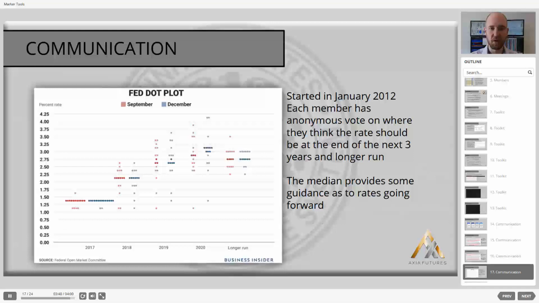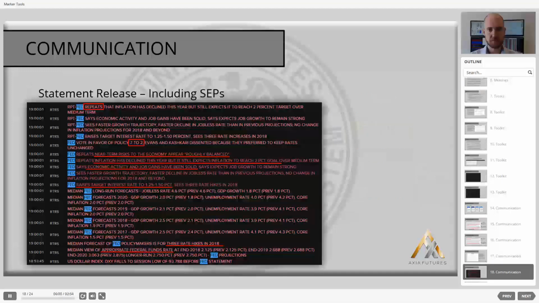So we'll go and have a look at how that comes out on the screen dump, how you would interpret that, because you don't get it as how every member voted, you just get a median projection. So we'll go and have a look at the screen dump release now and how exactly you can interpret that release.